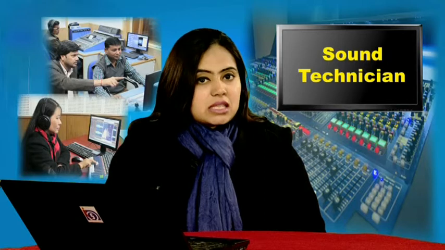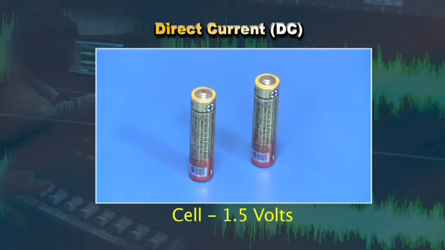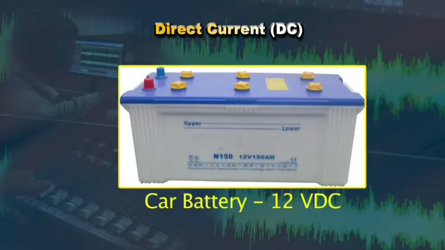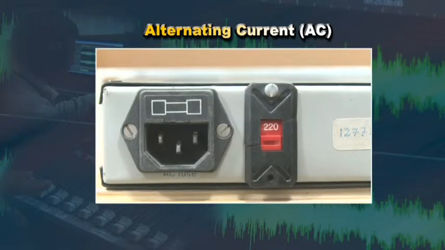In electrical systems, current flow is proportional to pressure of the direct current, that is DC source. Like a 1.5 volt cell, mobile battery 4.5 VDC or car battery 12 VDC. Or alternating current, that is AC source, like AC power supply 220 VAC.